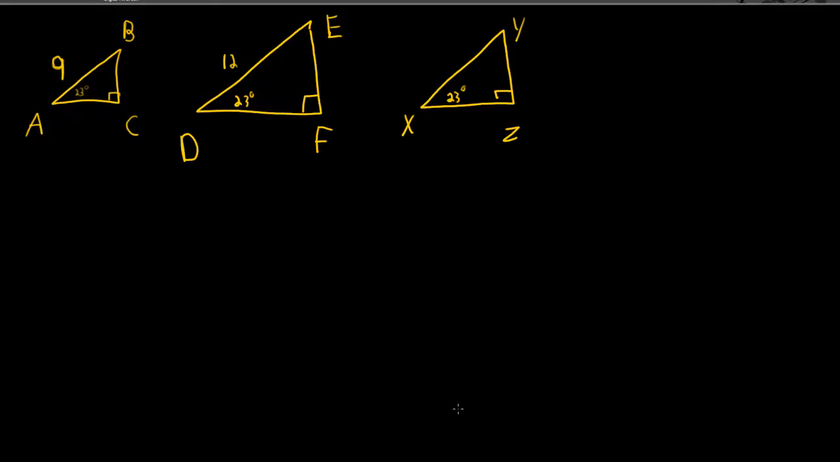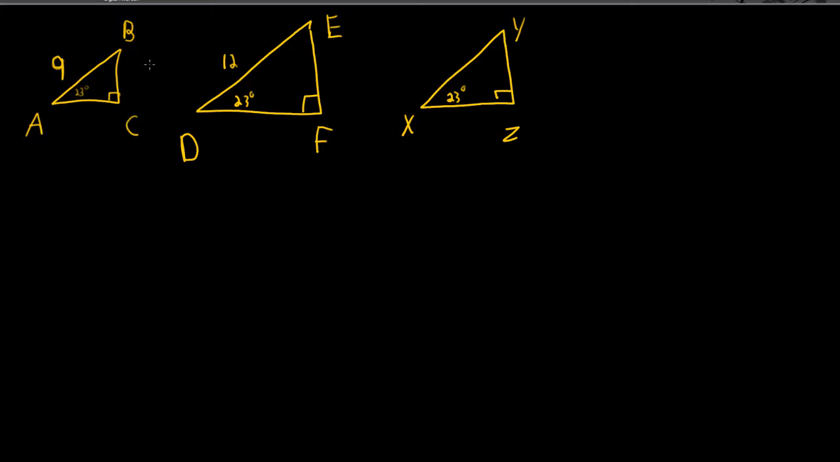Hello everyone. Today we're going to get our first look at trigonometry. Trigonometry is basically all about right triangles and the relationships between the angles and the sides. So let's first start with the three triangles we have here: ABC, DEF, XYZ. And let's try to figure some things out about these three triangles.